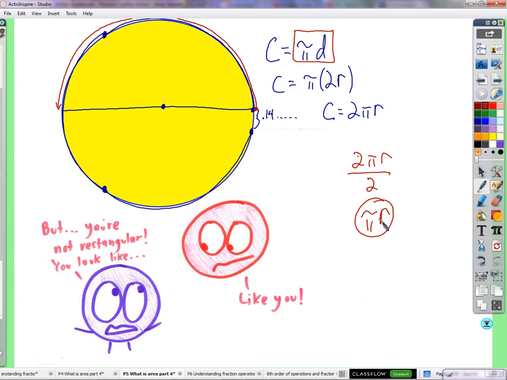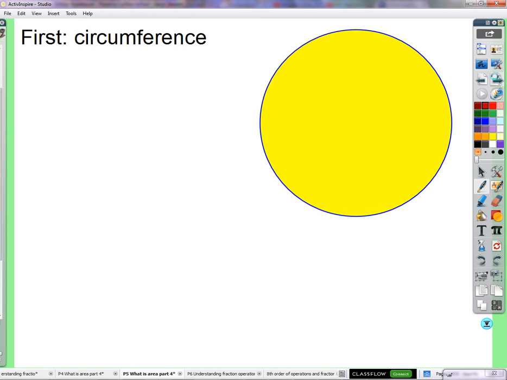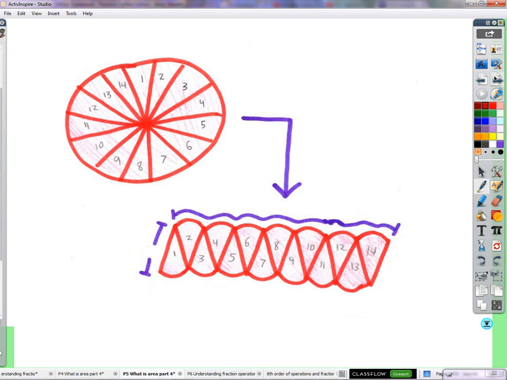So Jaden's nameless. Okay. We did that already. So here's, we're going to start off slow. We're going to build up to making a rectangle out of a circle. Bless you.